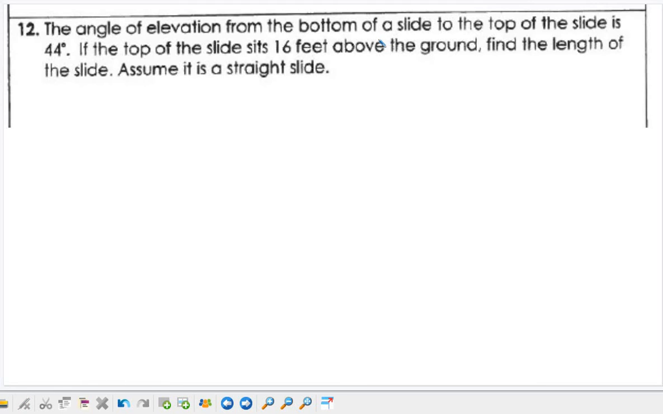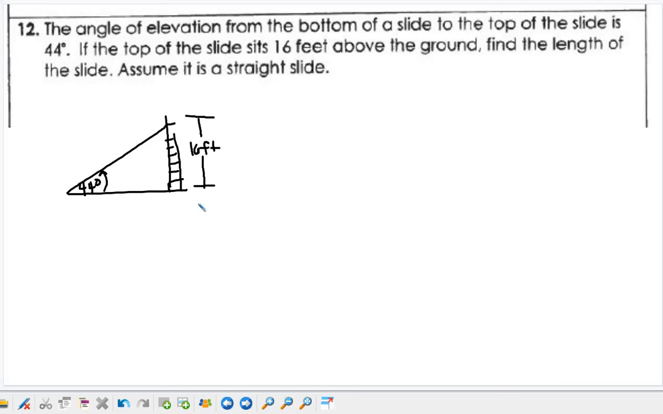So the angle of elevation from the bottom of a slide to the top of the slide is 44 degrees. So this one is a little more straightforward. There's your slide, makes a triangle, right? It's your little ladder. It's a terrible slide. It's very dangerous. Don't go up the slide. Okay, so 44 degrees. So elevation means the rise. So this is my rise from the ground, 44 degrees. The top of the slide sits 16 feet above the ground. Find the length of the slide.